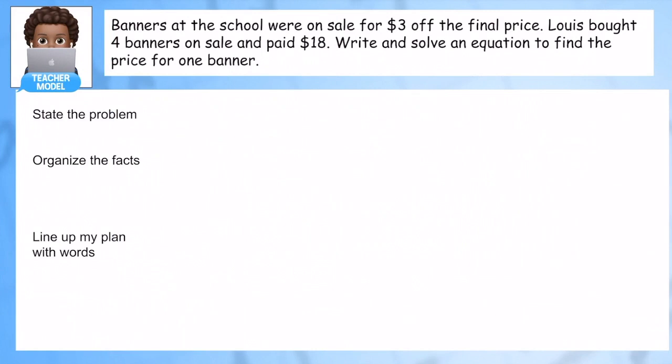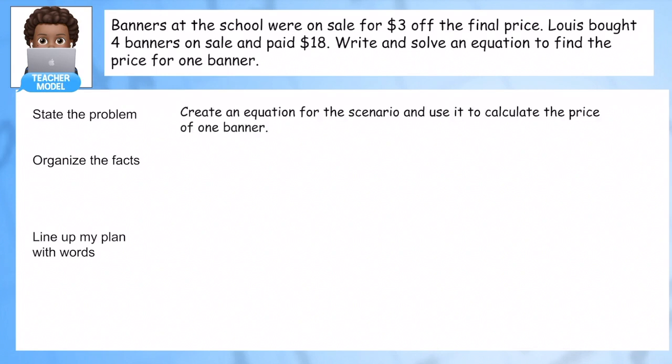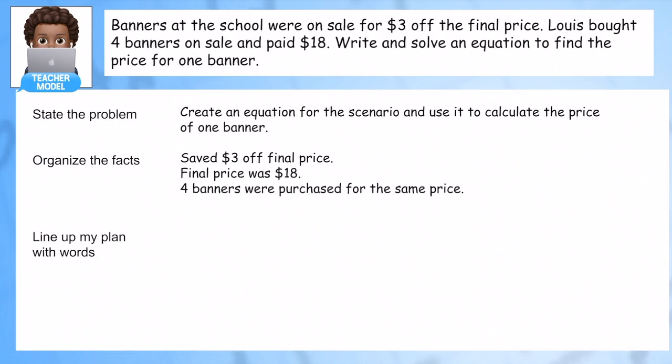Take a moment to read this problem to yourself while I read aloud. Banners at school were on sale for $3 off the final price. Louis bought 4 banners on sale and paid $18. Write and solve an equation to find the price for one banner. Okay, so we need to create an equation for the scenario and use that equation to calculate the price for each banner. We know that he saved $3 on the end, and that left him with an $18 final price. We know he bought 4 banners and they were all the same price, but we just want to know the cost per banner. What was that price?